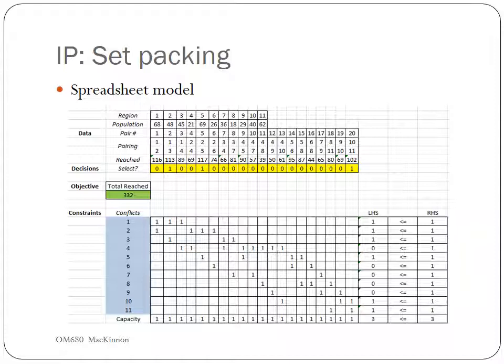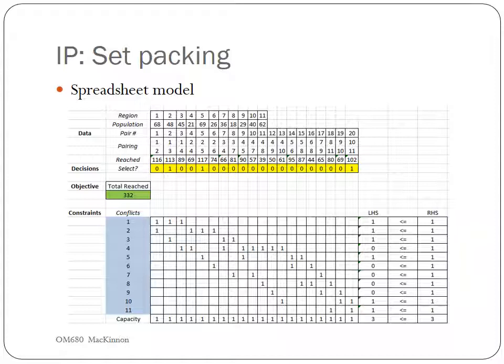And for each pair, you simply do a sum of the regions to calculate the number of students reached with each pair. And then the question becomes, where do we locate a sales representative? In which pair? All right? And our objective is to maximize the total number of students reached.